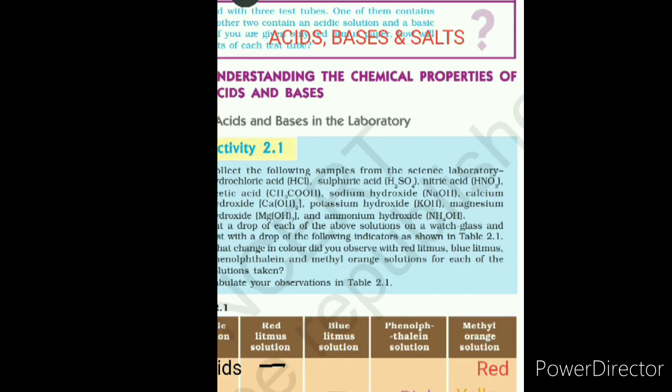Hello students, we are discussing class 10 General Science chapter 2, Acids, Bases and Salts. In the earlier video we learned about the introduction of acids and bases. In this video we will learn about the chemical properties of acids and bases.